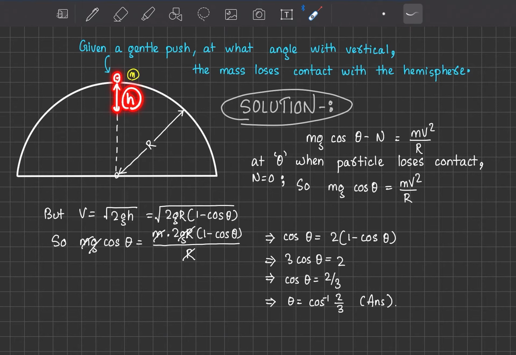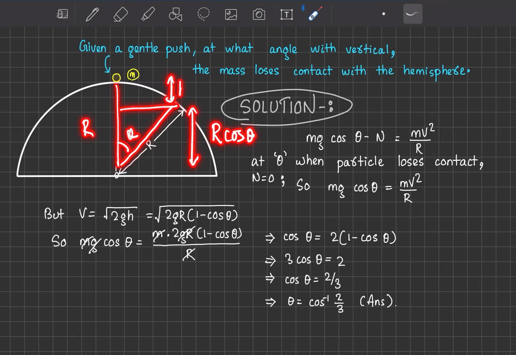So using our shortcut, which was u square minus v square equals 2gh, we can find the velocity at this elevation where it will lose contact. It will be root over 2gh. So v equals root over 2gh, where for the h value, see, the whole radius is r and this angle is theta. In this case this height will be r cos theta. So the elevation which the particle has dropped, h, should be r into 1 minus cos theta. That value we will put here instead of h. So we get this value of v.